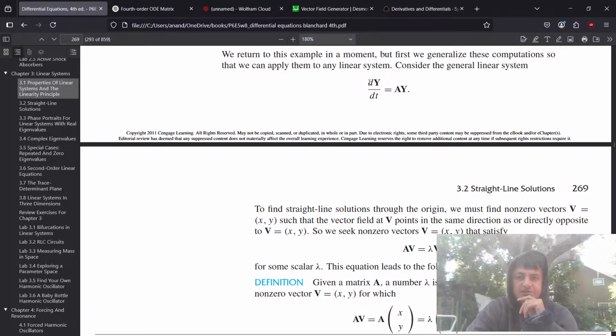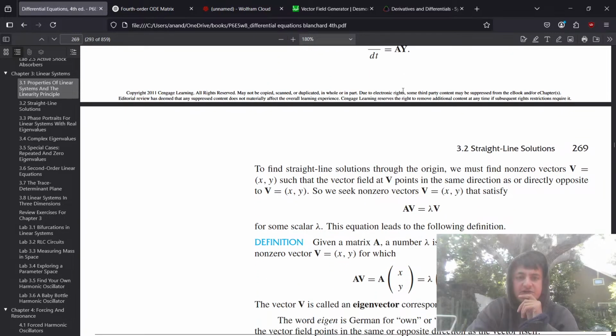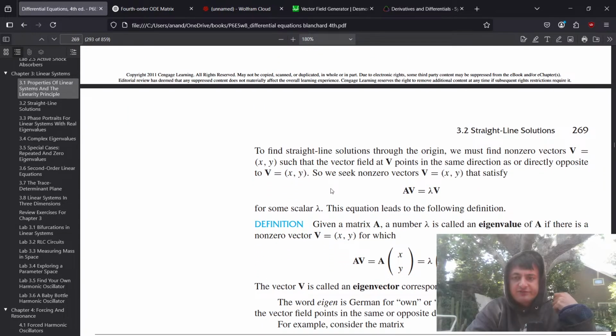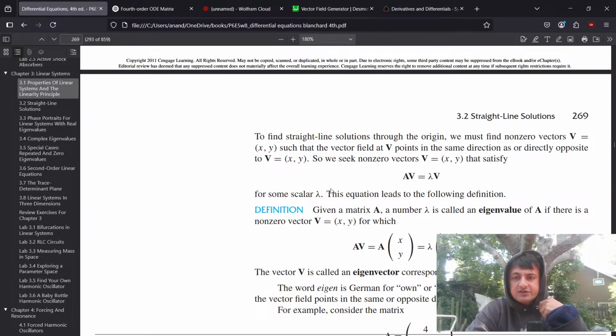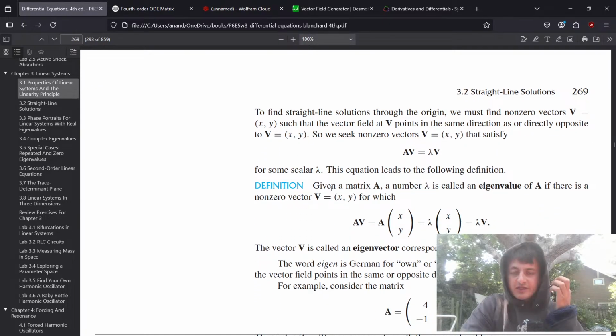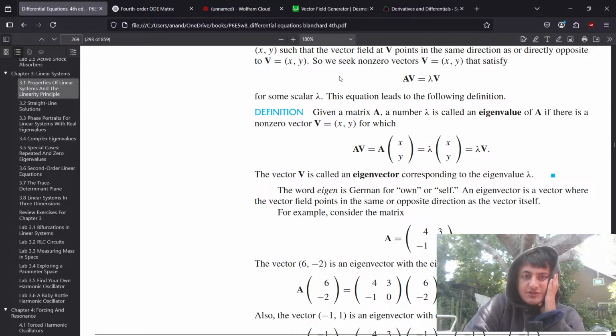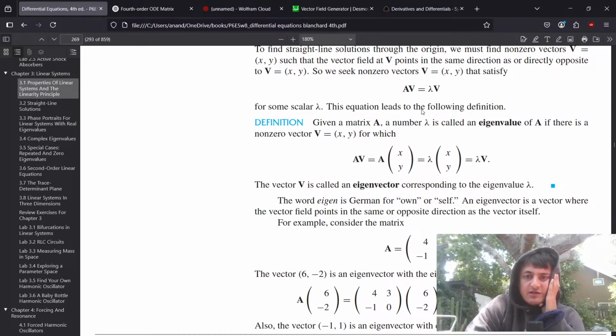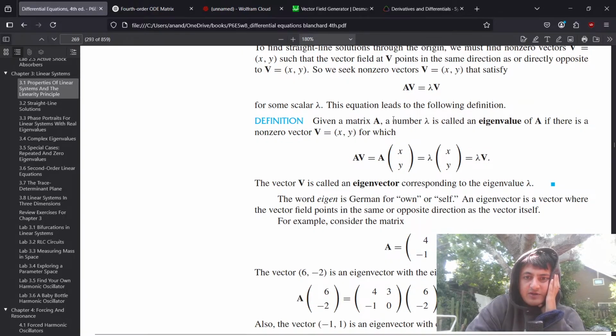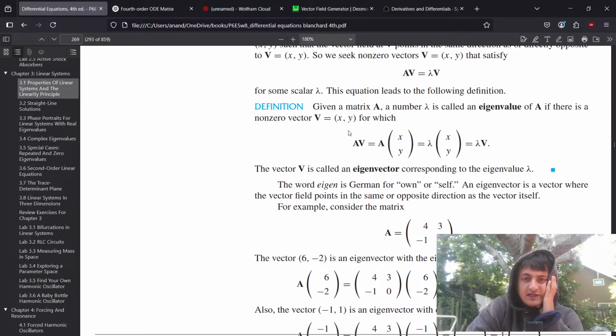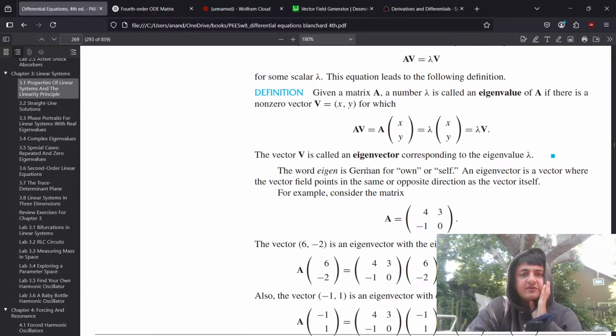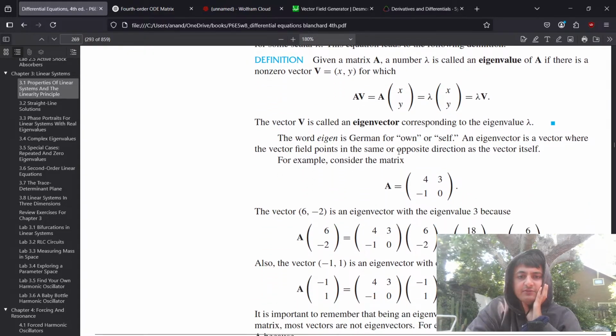Consider the general linear system, y prime is equal to A times y. To find straight line solutions through the origin, we must find non-zero vectors v such that the vector field at v points in the same direction or directly opposite to v. So we seek non-zero vectors such that Av is equal to lambda v. Given a matrix A, a number lambda is called an eigenvalue of A if there exists a non-zero vector v equal to (x, y) for which A times v is equal to lambda v. The vector v is called an eigenvector corresponding to the eigenvalue lambda.